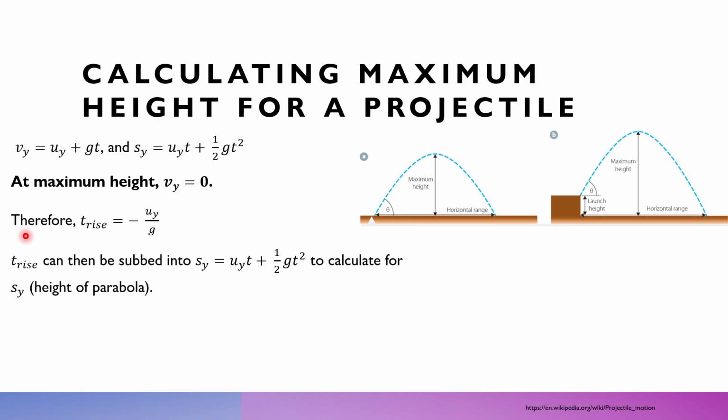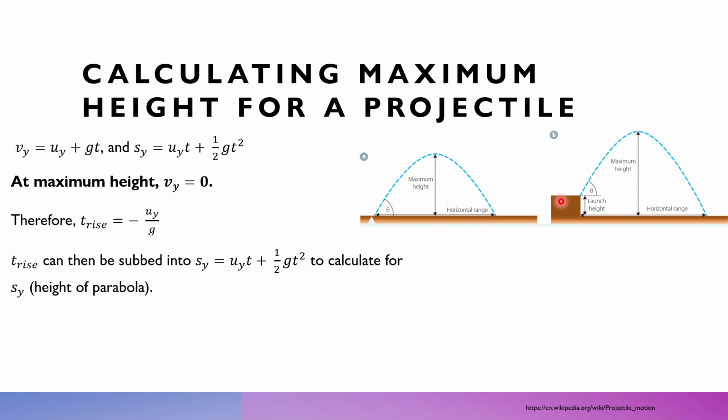Therefore, again, we can calculate for t-rise. Technically, we did that in the previous question, so if you've already calculated the time of rise, you don't have to do it a second time. But when you do calculate for the height of a projectile, you will need to know the time taken for the projectile to get from where it was launched to its maximum height. From this point, we can substitute t-rise into our s equals ut plus half at squared formula to calculate for the displacement in the y-axis that the projectile actually undergoes.